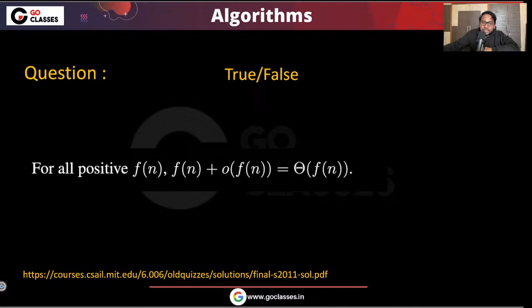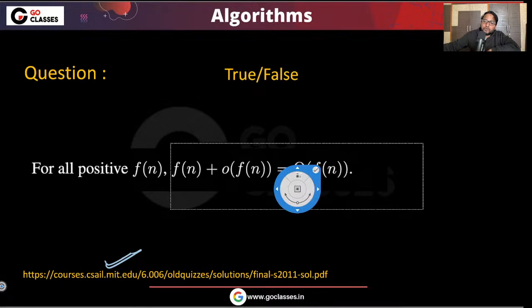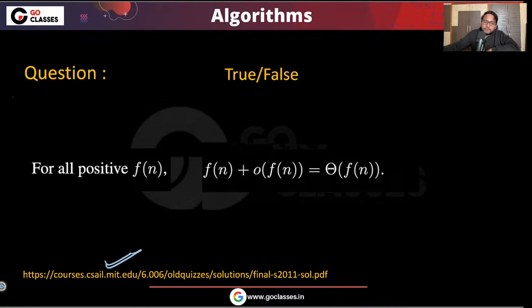Yeah, this question is interesting, which is from MIT. Can you just answer this question? Just let me know what is the answer. They are saying that Fn plus small o of Fn is equal to theta of Fn. Is this true or false? See, what does small o of Fn mean? If there is any function which is small o of Fn, it means the function is strictly lesser than Fn, right?